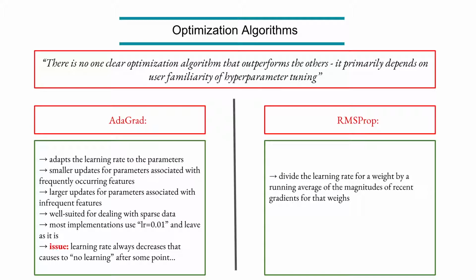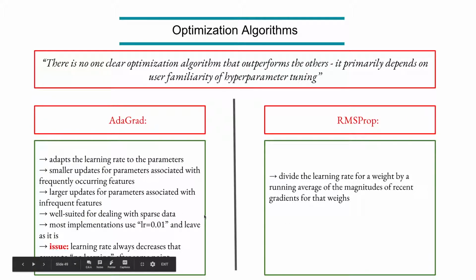This can be solved by controlling the learning rate during the training. So AdaGrad is another optimization algorithm, which adapts the learning rate during the training, which means it takes smaller steps with frequently occurring features and larger updates for rarely occurring features. This is very good for sparse data. If you have sparse data, using AdaGrad is almost always better than stochastic gradient descent.